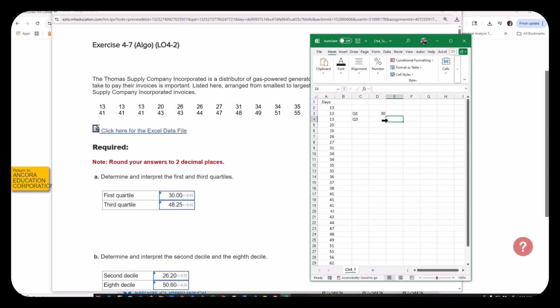I can do the same thing with quartile 3. So I do equal quartile.exe, open a parentheses, I highlight my data, comma, the third quartile, and I get this answer.